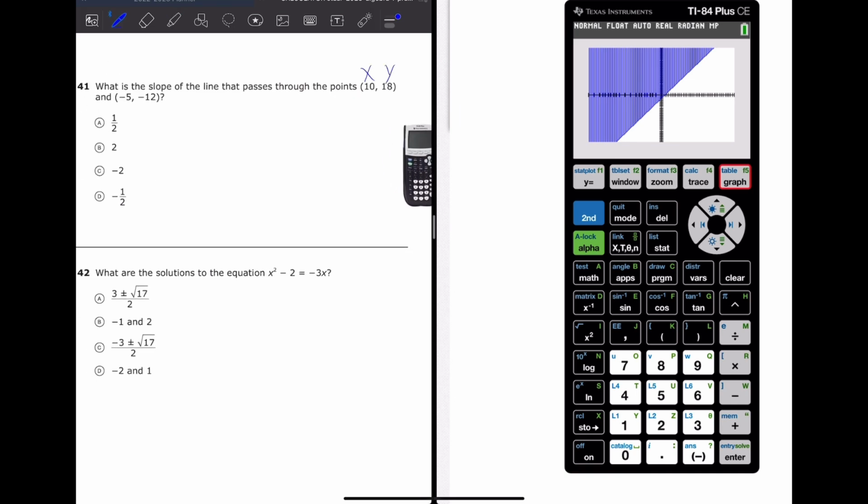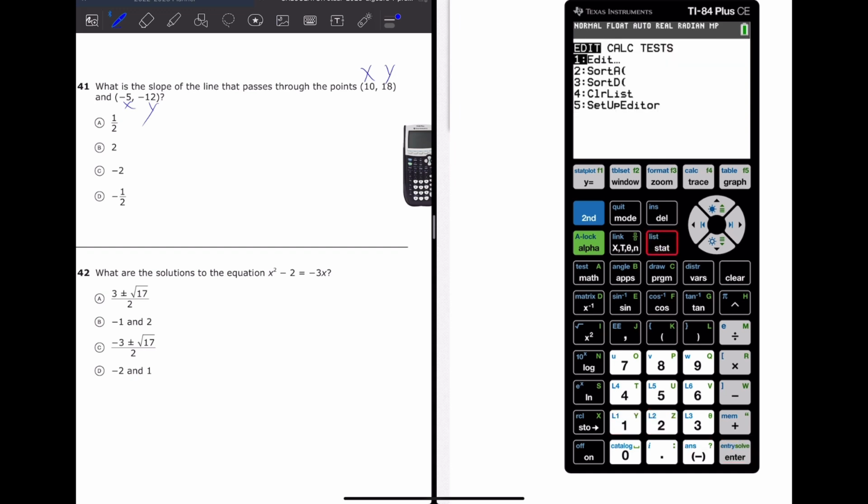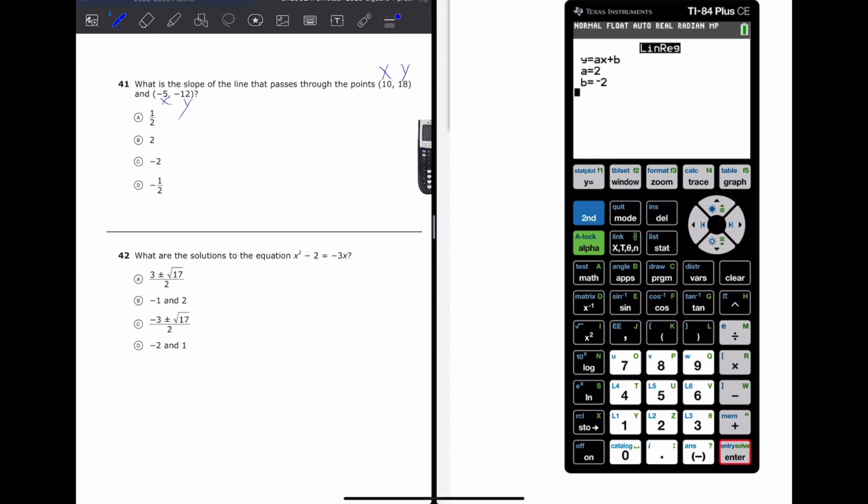On the next one, they're asking for slope. We have our x, y. We will be able to use the stat, list 1 and list 2. Again, just remember to have your x across from your corresponding y. A is your m, which is slope. In this case, a equals 2.